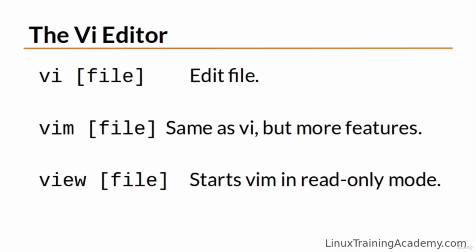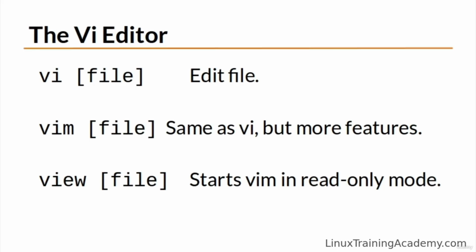To use the VI editor, simply type vi space and the file name that you want to edit. You can also use vim space file name. VIM stands for VI Improved. It's compatible with all the commands found in VI. However, it has some additional features like syntax highlighting and the ability to edit files over the network. On many Linux distributions, when you type vi, you are actually running VIM or VI Improved.